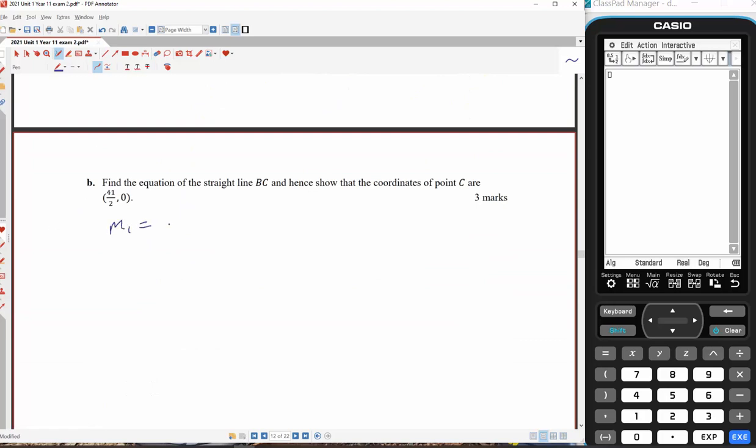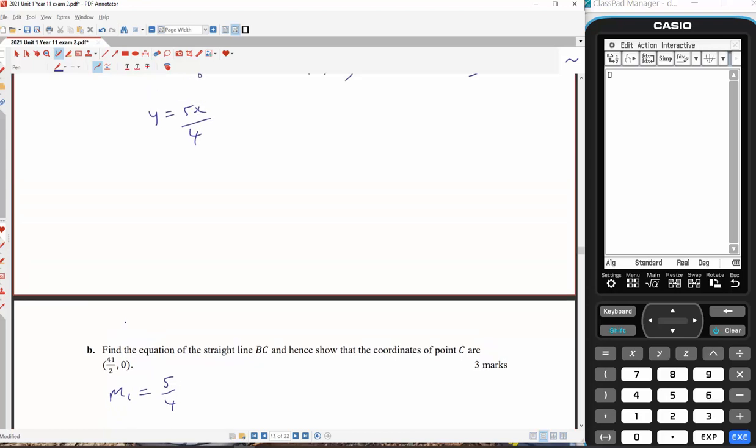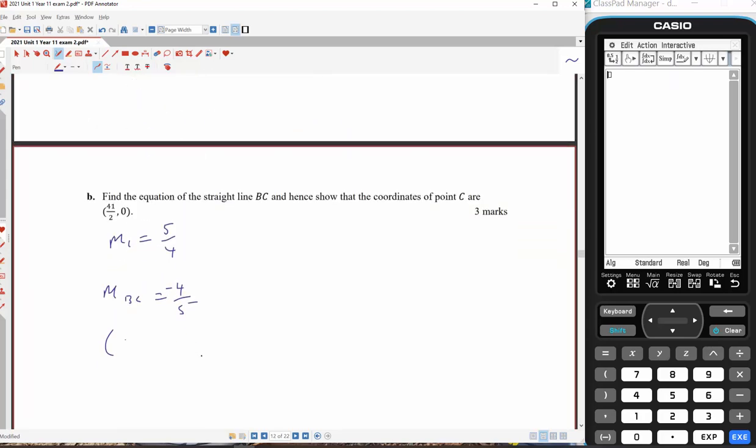So m1 was 5 on 4, I think. 5 on 4. So the new line, so m of BC, is going to be negative 4 on 5. And it contains the point 8, 10. So we'll go y equals negative 4x on 5 plus c, sub in 8, 10. 10 equals negative 32 on 5 plus c.